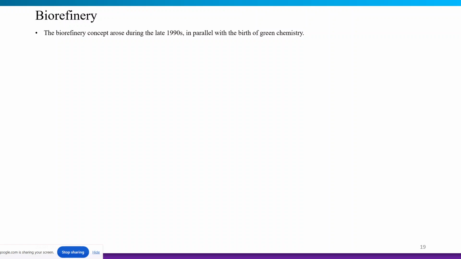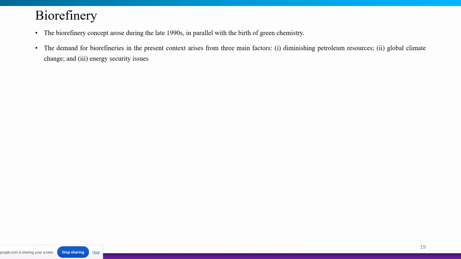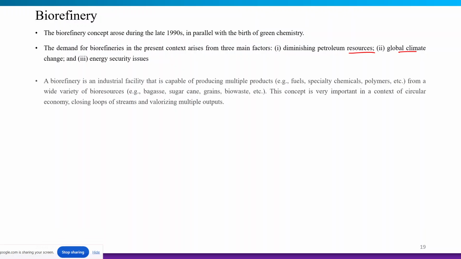The biorefinery concept came in the late 1990s, in parallel with the birth of green chemistry. The demand for biorefineries in the present context arises from three main factors: diminishing petroleum resources, reducing global climate change, as well as energy security.